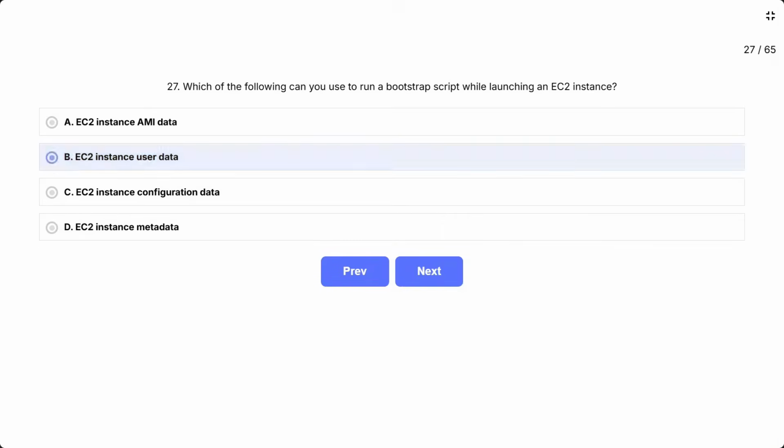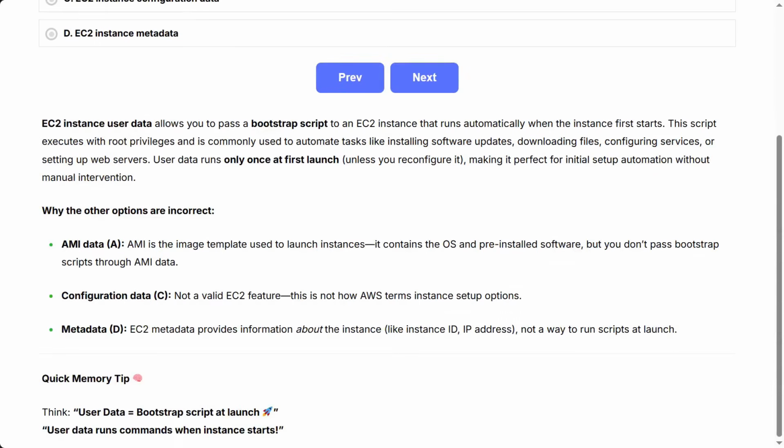EC2 instance user data. EC2 instance user data allows you to pass a Bootstrap script to an EC2 instance that runs automatically when the instance first starts. This script executes with root privileges and is commonly used to automate tasks like installing software updates, downloading files, configuring services, or setting up web servers.